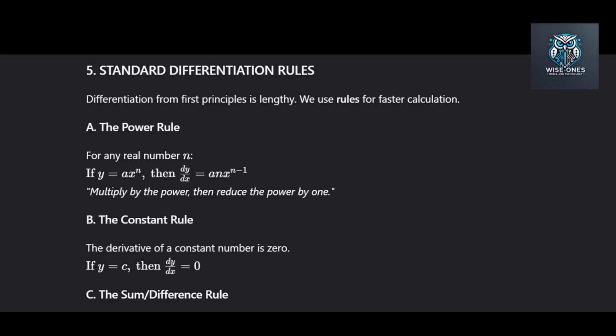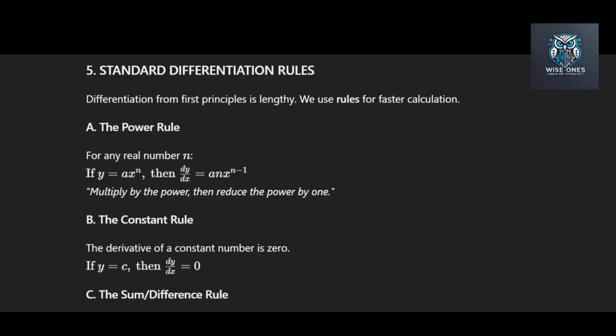Rule B, the constant rule. The derivative of a constant number is 0. If y equals c, then dy/dx equals 0. Why? Because a constant number does not change. Its rate of change is 0. Rule C, the sum and difference rule. Differentiate each term separately. If y equals u plus or minus v, then dy/dx equals du/dx plus or minus dv/dx. You just handle each piece of the function on its own.